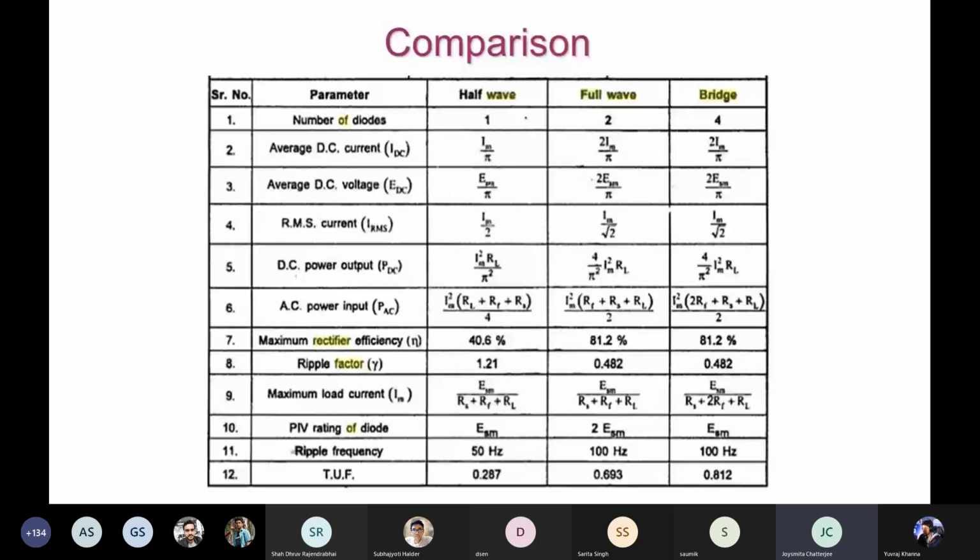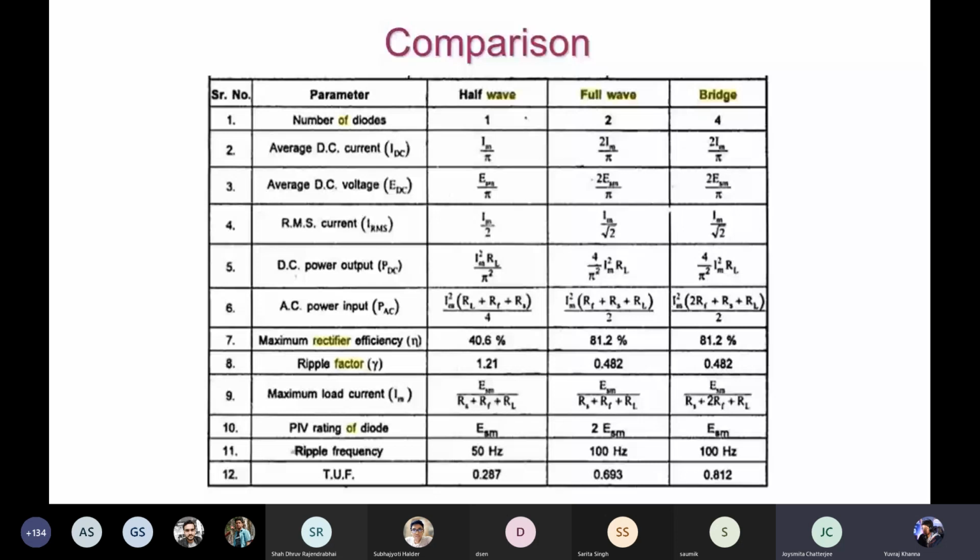And the PIV rating for a half wave rectifier is the peak voltage, that is, say Vm, if you have Vm sin omega t applied at the input. For full wave center tap, it is twice Vm, and for bridge, it is Vm again. So this is about this, and now we'll go to the simulation part, which Yuvraj is going to explain.